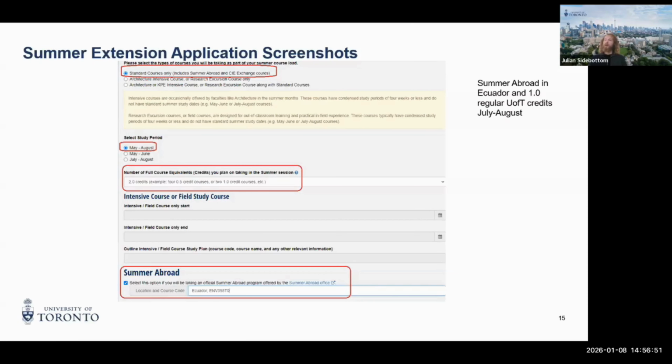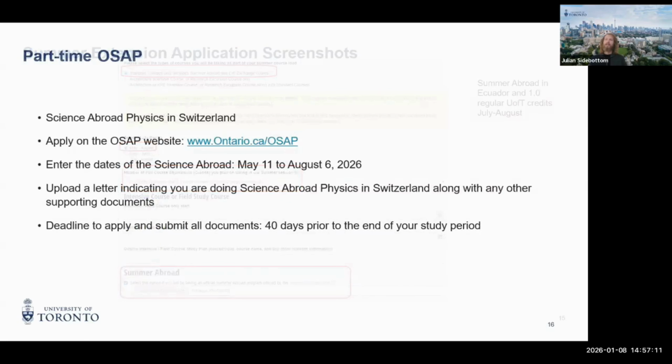And then there's the summer abroad option indicating what your plans are. You can write down additional comments in the summer abroad box if you feel you need to explain anything or provide any more details. You can let us know in there, and if there's any other information you think you need to provide regarding your plans, you can always upload a letter to your OSAP application.